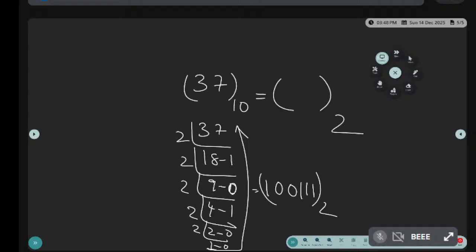1 0 0 1 0 1. Binary equivalent. Decimal to binary equivalent. 100101.